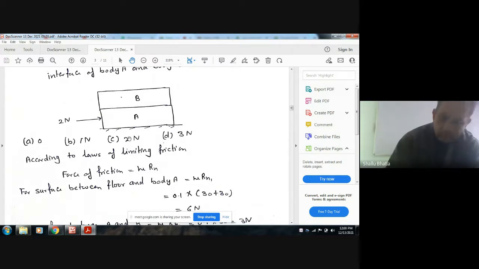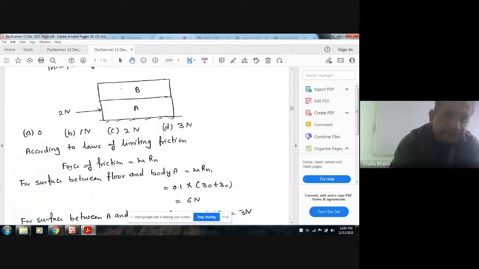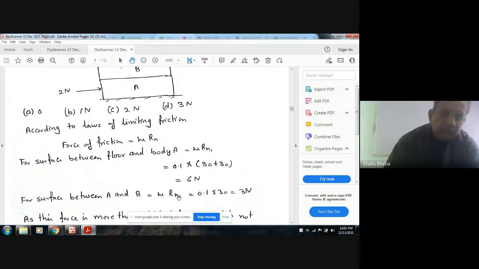So when we consider the surface between the floor and body A, this is the surface of the floor, and this is body A, and the total weight of the two bodies is 30 plus 30, 60. Rn will be 60, and the coefficient of friction is 0.1, so the force of friction will be 6 Newton.